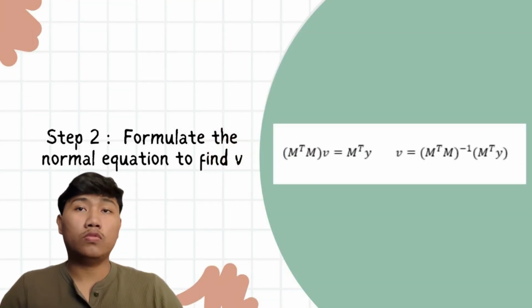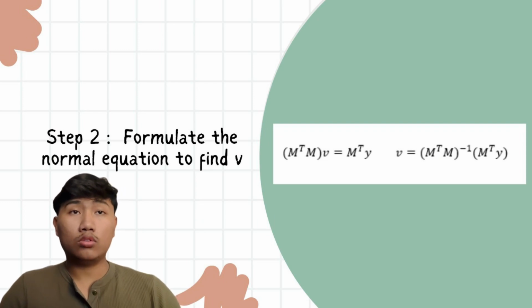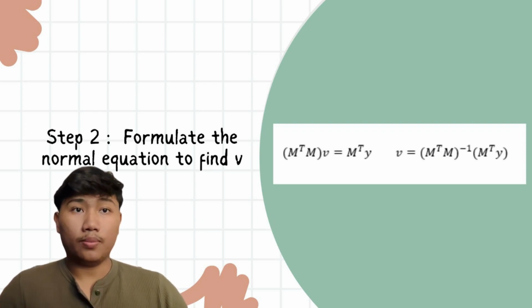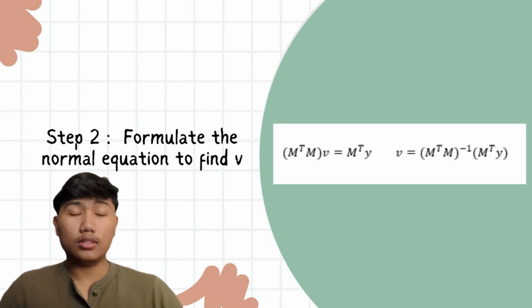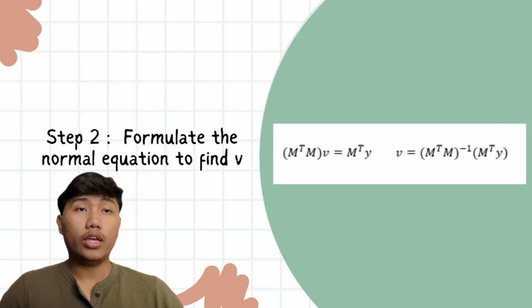Step 2, we need to formulate the normal equation in order to find v. The first equation is M transpose times M, matrix M, times v, equals M transpose times Y. Then to find v, we need to move M transpose M to the right side by inverting it, which gives the equation v equals M transpose M inverse times M transpose Y.